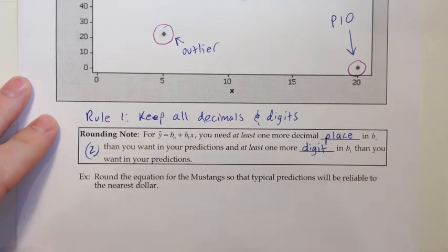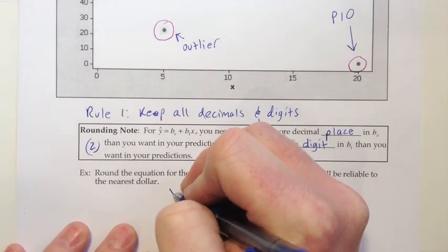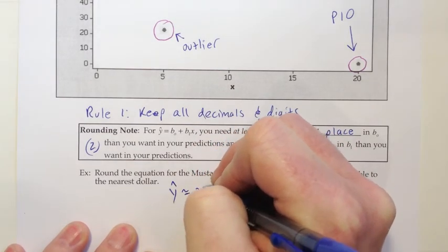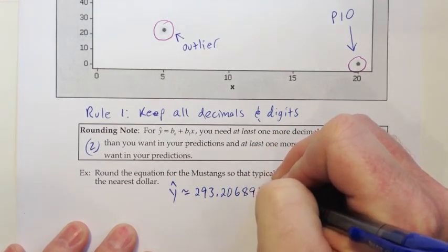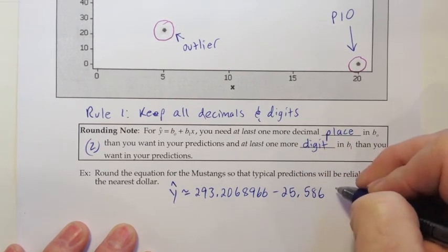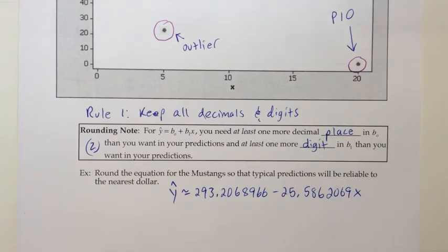But let me go ahead and show you how to use this rounding rule for the Mustangs. Round the equation for the Mustangs so that a typical prediction will be reliable to the nearest dollar. So let me start out by just copying down the prediction equation as we first got it off of the calculator a couple pages back. So we had y hat approximately 293.2068966 minus 25.5862069x. So there's the rounding rule 1 philosophy, which is, you know what, I'm just going to write them all and then I'm going to be fine.